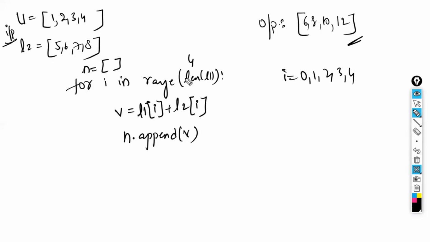So first is 0: L1 of 0 plus L2 of 0, that is 1 plus 5, which is 6. v is equal to 6, and this 6 will be appended into the empty list. Next, i is equal to 1: L1 of 1 is 2, L2 of 1 is 6, so 2 plus 6 is 8. This value 8 will be appended to the list. Like this, it is going to append. Once everything is completed, I write print n, and it prints the answer. This is the output.